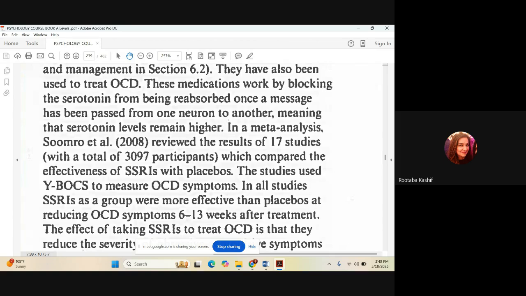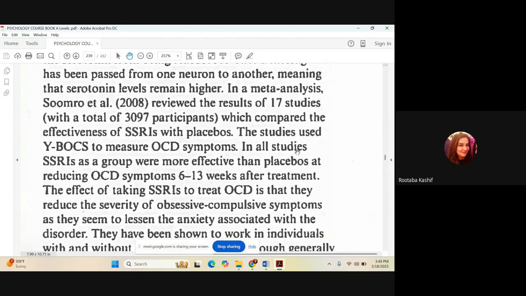And then the evidence of that is this study by Soomro. In a meta-analysis, Soomro 2008 reviewed the results of 17 studies where 3,097 participants, which compared the effectiveness of SSRIs with placebos. The study used Y-BOCS to measure OCD symptoms. In all studies, SSRIs as a group were more effective than placebos at reducing OCD symptoms 6 to 13 weeks after treatment. So 6 to 13 weeks.